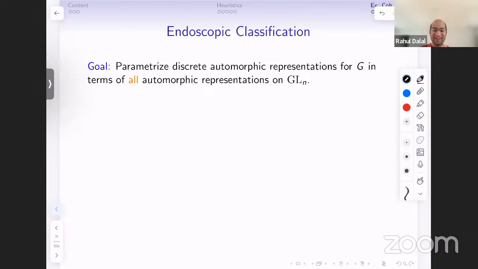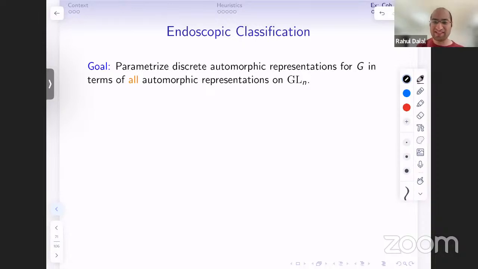Before we get into how we do that, we have to talk a little bit about the endoscopic classification. I tried very hard in this talk to minimize the number of things I need to tell you about it. So as we go, I'm just going to have a bunch of black box input slides that come from the endoscopic classification. But we need to fix some notation and some orientation of what exactly the endoscopic classification is trying to do first.